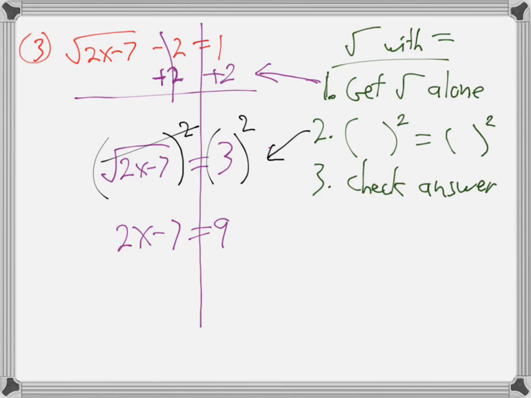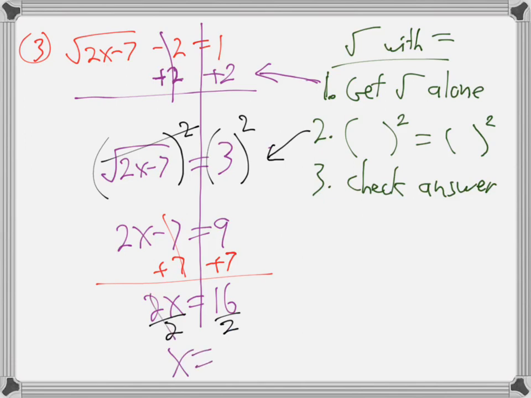We good there? And now add 7 to both sides. So once you get the root out of there, just solve it like normal. The whole thing is let's get that root out of there, and then it's just normal. So what do we get then? We get 2x is 16. Last step, divide by 2. So x is 8. Maybe.